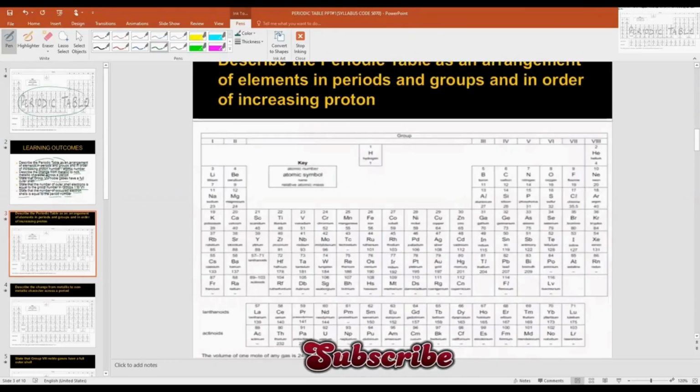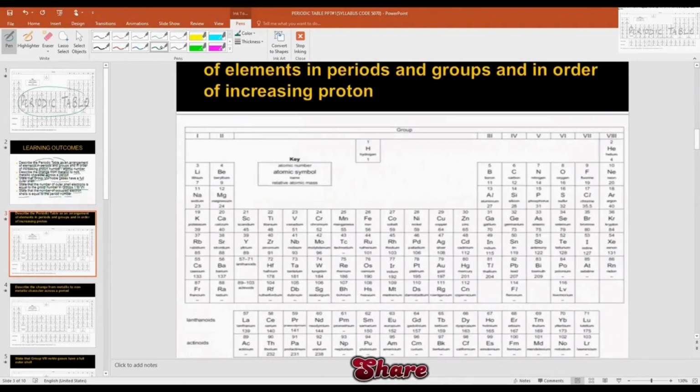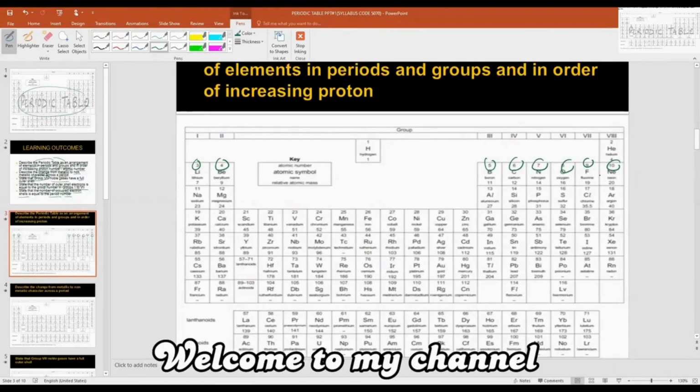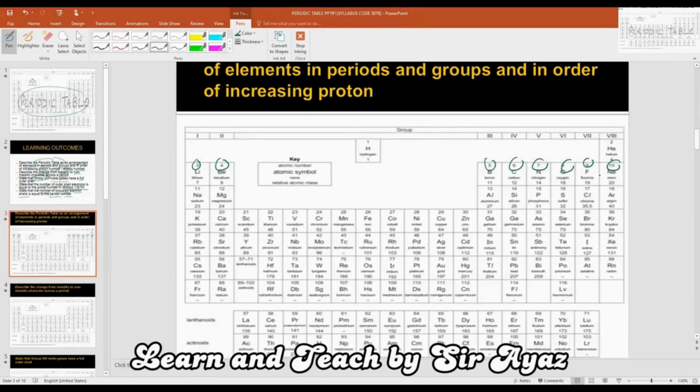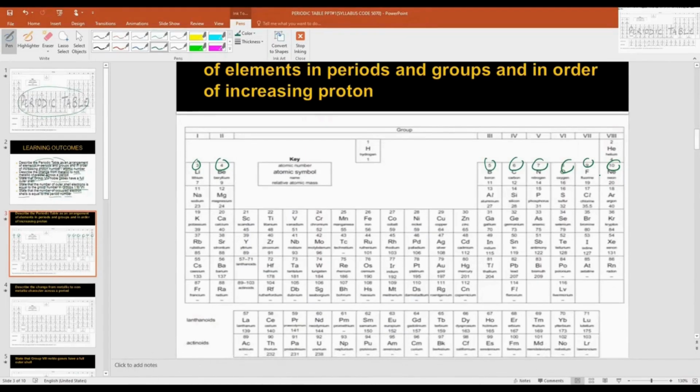Describe the periodic table as an arrangement of elements in periods and groups and in order of increasing proton number, atomic number. The periodic table is the arrangement of elements in the order of increasing proton number. These are the proton numbers for elements. You see 3, 4, 5, 6, 7, 8, 9, 10, and so on. Proton number and atomic number have the same meaning, that is the number of protons present in the nucleus of an atom. We also know that we can predict the number of electrons by knowing the proton number.